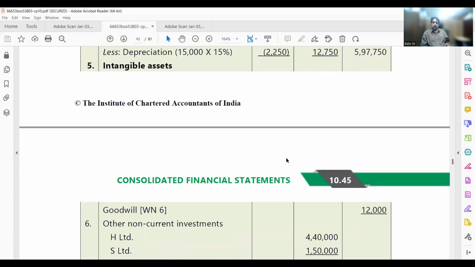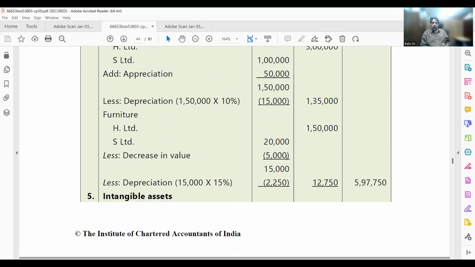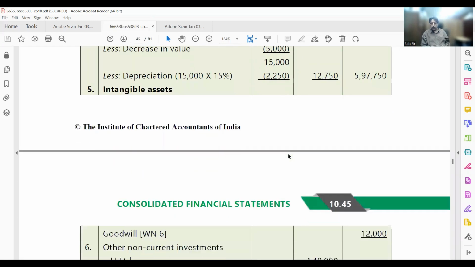Remember what you should do. Be careful with your assets. Take the amount given in the balance sheet, the opening balance, and then add appreciation. Or you can straight away take what? Real amount, 1 lakh and 50,000 minus 15,000, right? That's it. And don't take the 90,000 and 17,000 given for furniture in the question. Fine. That's it.